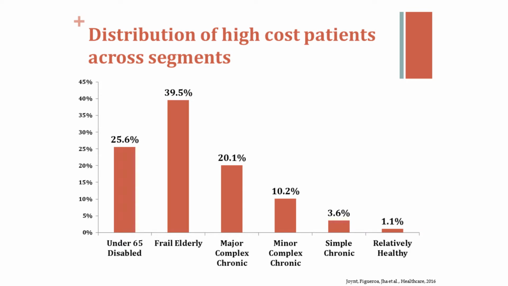The next question is, so how are these high costs distributed across these segments? And what you see, again, not surprisingly, 25% of high cost patients are non-elderly disabled, 39% are frail elders, and then the rest, very smaller proportions across the other groups. So this is just to show that high cost patients tend to be concentrated across 2 of our segments.